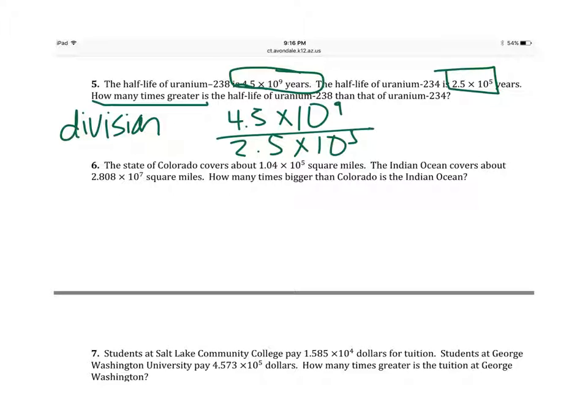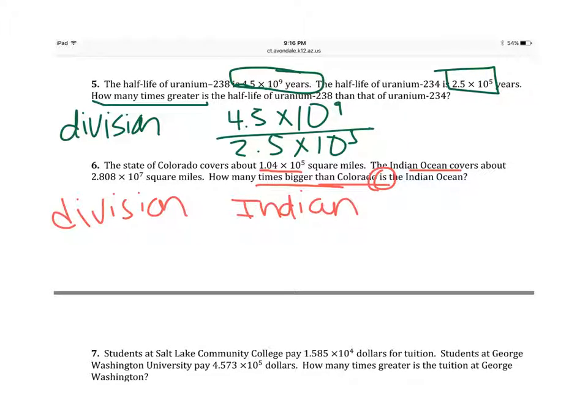Let's look at question 6. The state of Colorado covers about 1.04 times 10 to the 5th square miles. The Indian Ocean covers about 2.808 times 10 to the 7th. How many times bigger than Colorado is the Indian Ocean? Times bigger than tells me it is division. So we know Indian Ocean's going to go on top because it's the Indian Ocean compared to Colorado. How many times bigger is the Indian Ocean than Colorado?